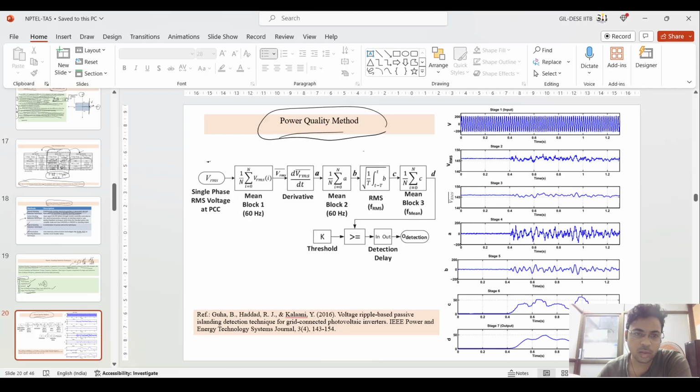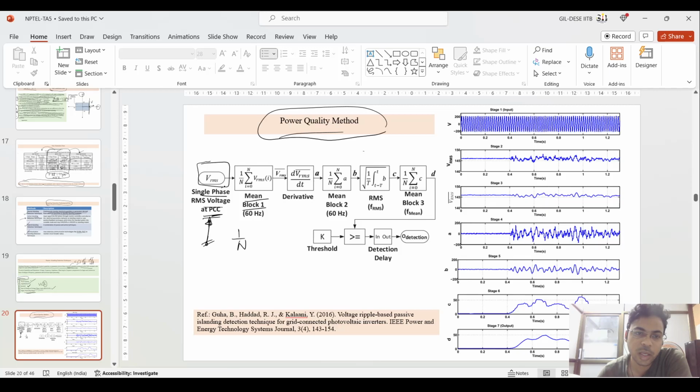So coming to the first part, that is the power quality based method. Here if you see, in this measurement technique, first this VRMS, the point of common coupling voltage, is monitored. There is only one point of connection between this microgrid and the main utility grid, that is the point of common coupling. If it is disconnected, then it is an islanding situation. When it is connected, it is a non-islanding situation. It is normal operation. So it monitors the voltage at the point of common coupling.